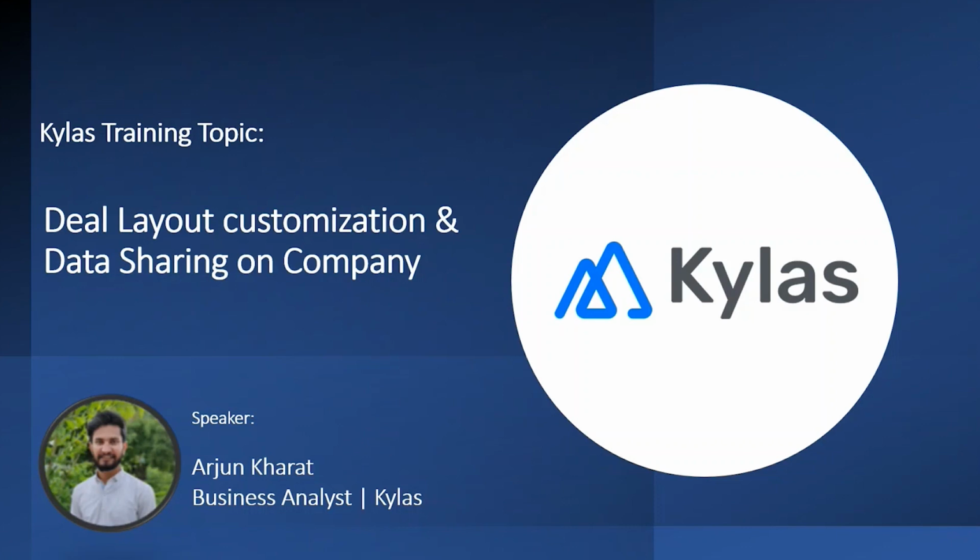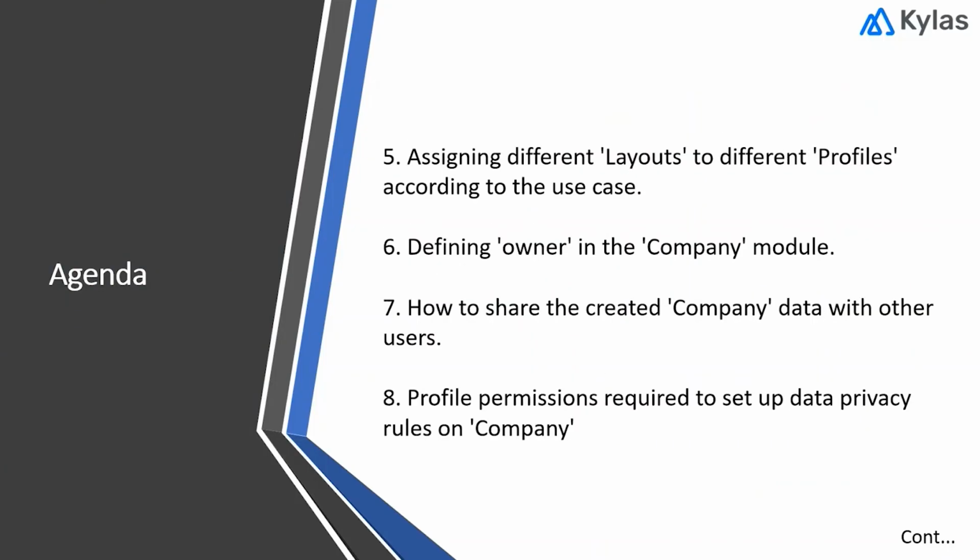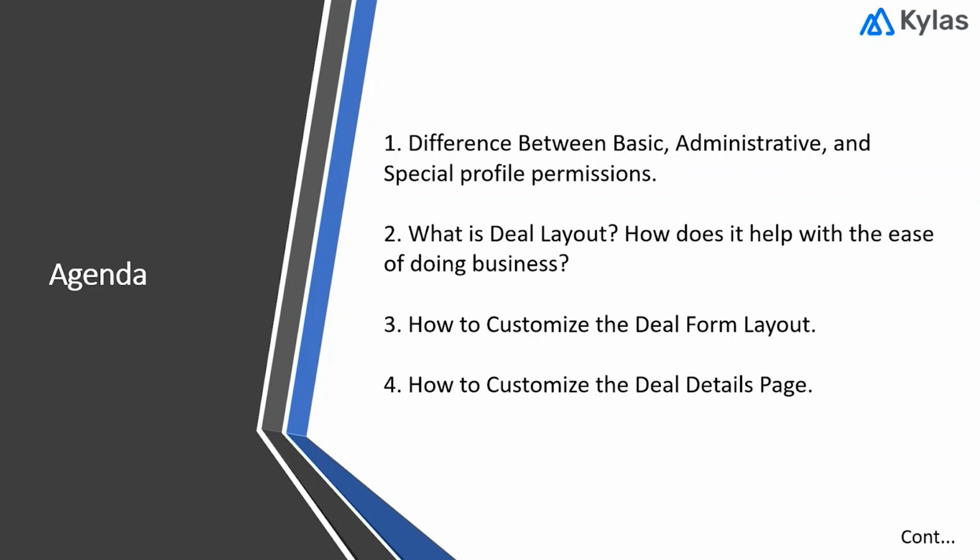Now, these two topics we have bifurcated into a total of 8 points. So what will these 8 points be? Starting first, we would be looking at the difference between the profile permission that is categorized into basic, administrative, and special profile permission. Followed by that, we would be looking at what is a deal layout and how it helps the businesses to achieve more.